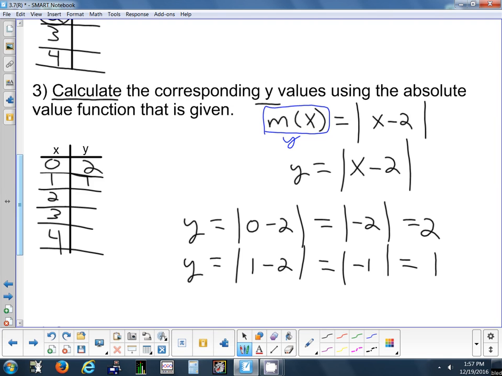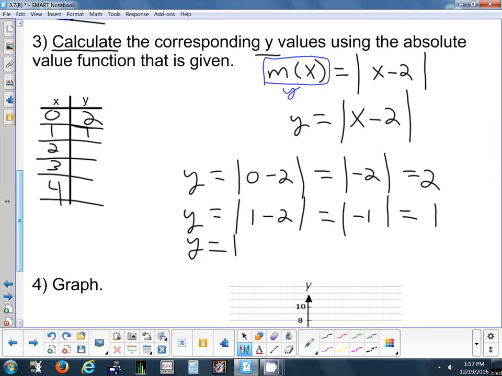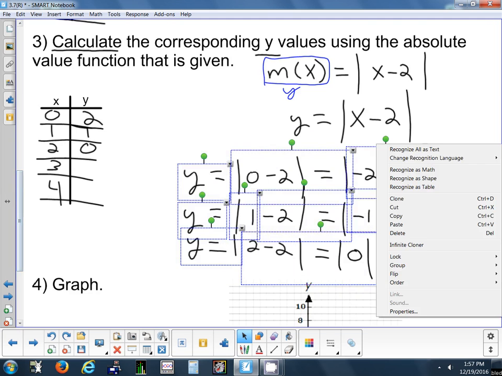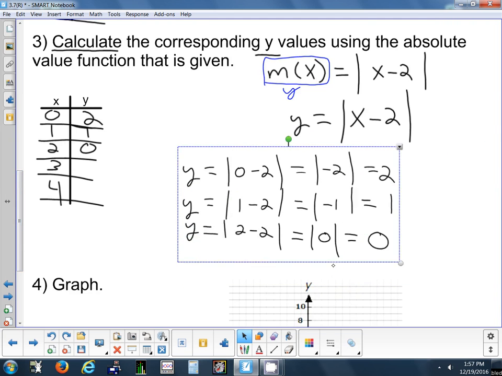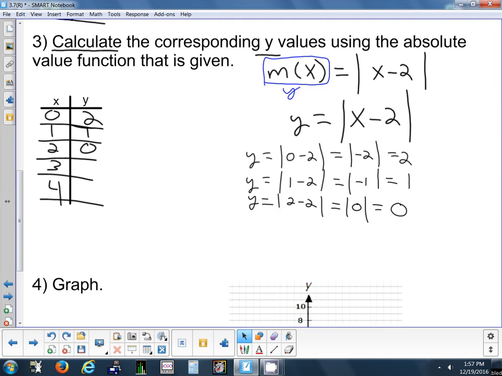Okay, so we got that. Do I have enough space? Sure. What's the next x value? 2. So 2 minus 2 gives me how much? And what's the absolute value of 0? 0. All right. Next x value. 3. Absolute value of 3 minus 2. What's 3 take away 2? 1. What's the absolute value of 1? 1.